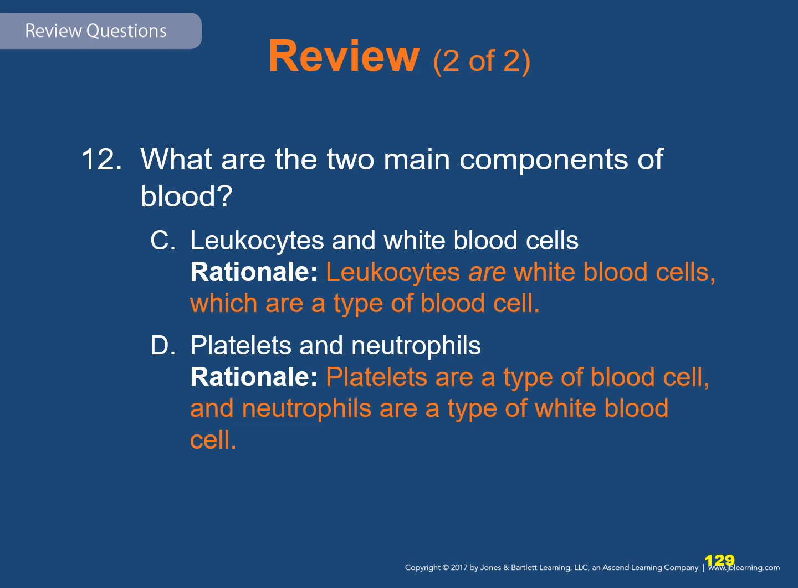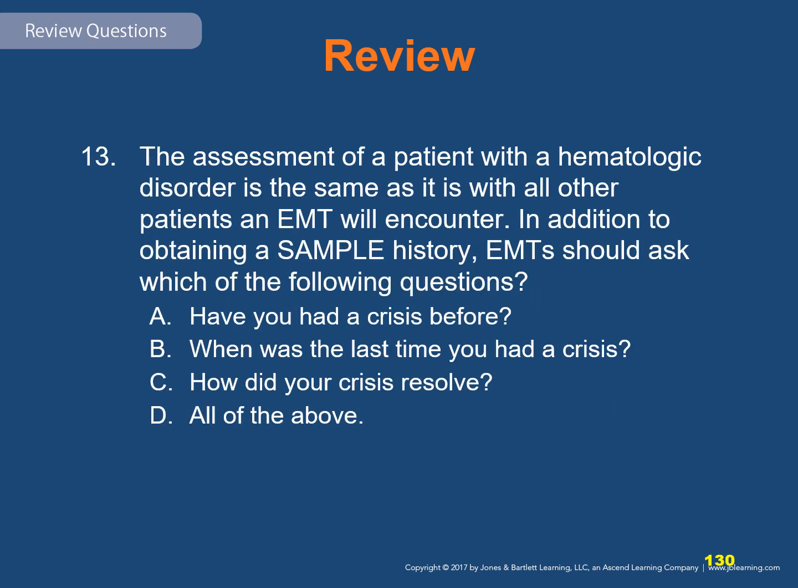D, platelets and neutrophils. Again, know your definitions. Platelets are a type of blood cell, and neutrophils are a type of white blood cell. So we're even moving into subdivisions of cells here. If you just remember that all blood cells, large and small, and their subcomponents, are what float around in the plasma, that's the lubricant and fluid that they move through. Then you'll never get this answer wrong. Those are the 2 main components of blood.